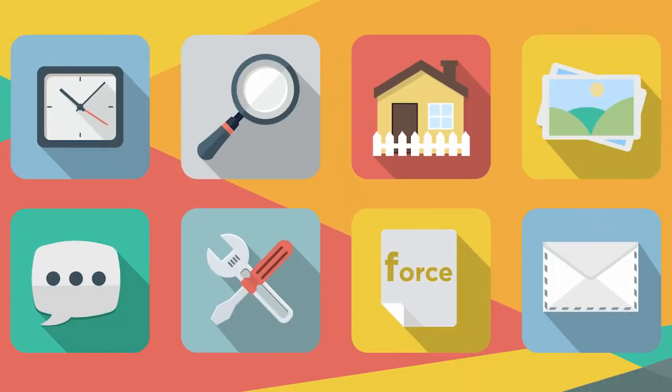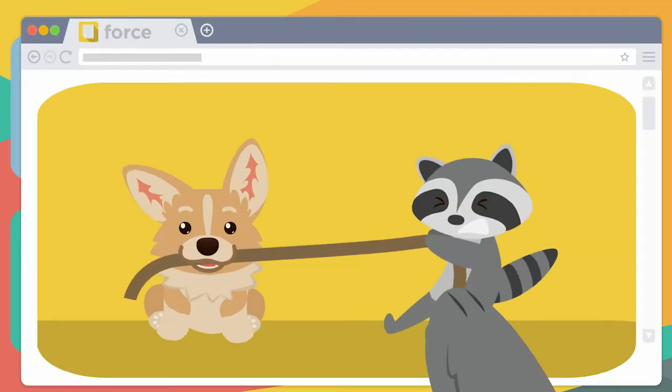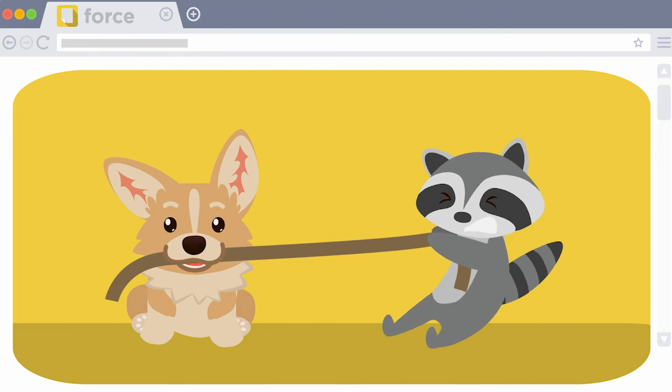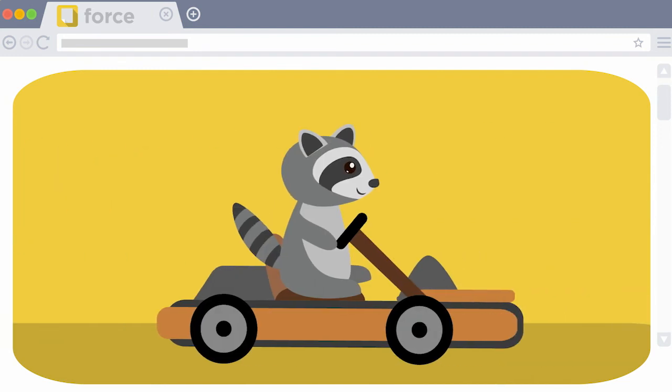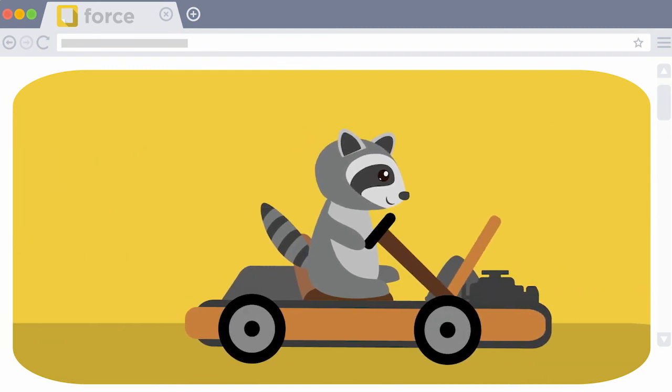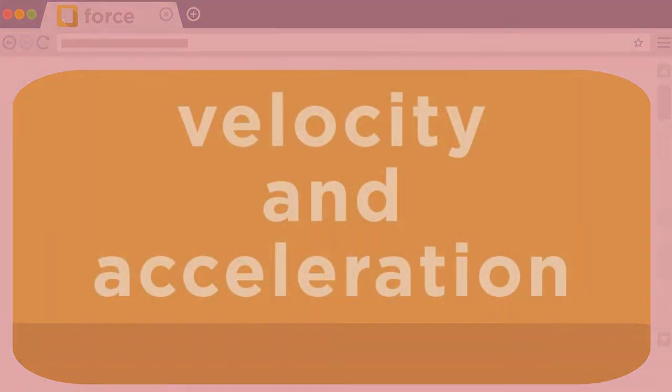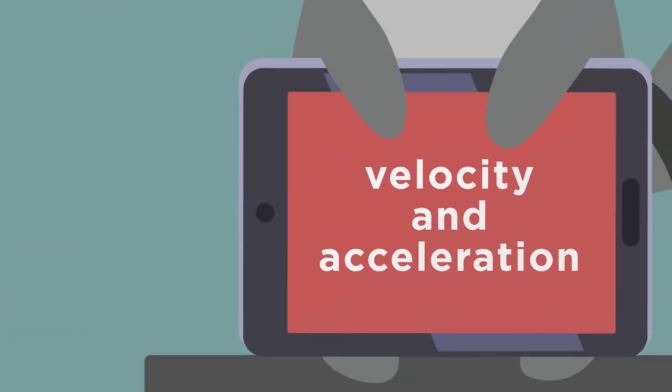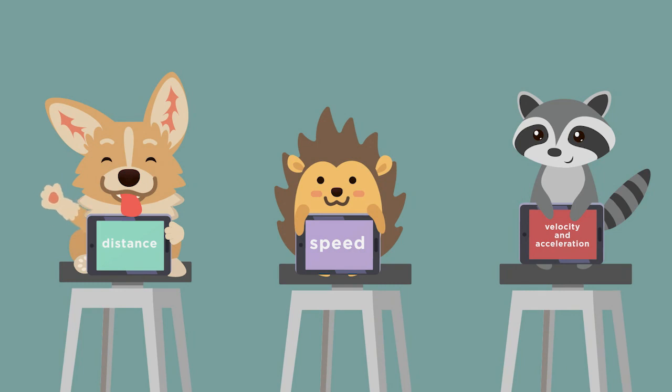All motion is created or stopped by force. Force simply refers to a push or pull. In the case of a car, the force is the engine that powers the wheels forward. Once a force sets an object in motion, you can study that motion by examining distance, speed, velocity, and acceleration.